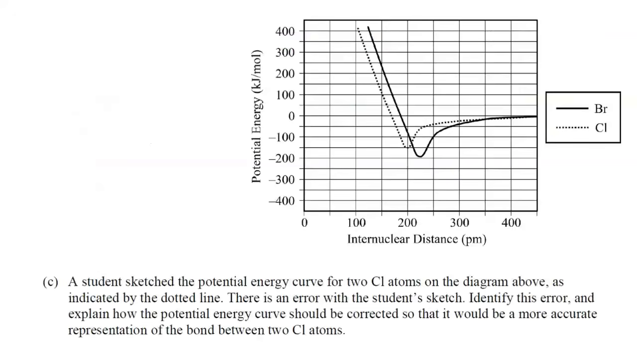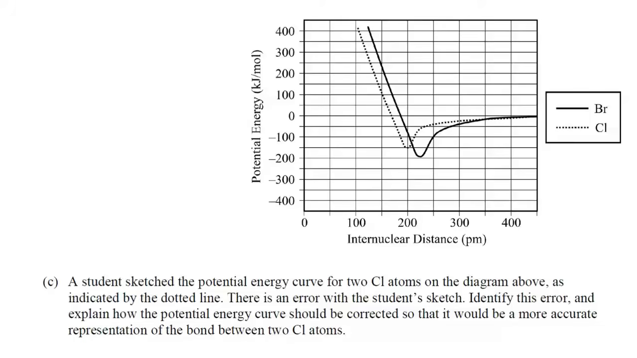All right, in part C of this question, it says that a student sketched the potential energy curve for two chlorine atoms on the diagram above, as indicated by the dotted line. There is an error with the student sketch. Identify this error and explain how the potential energy curve should be corrected so that it would be a more accurate representation of the bond between two chlorine atoms.